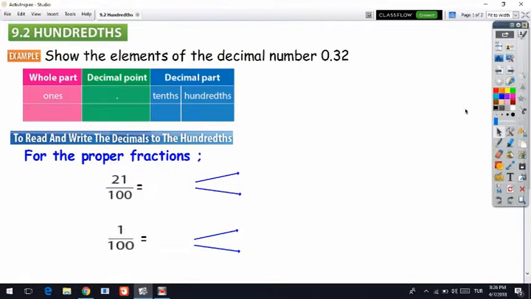Hi everybody, today we are going to talk about new section 9.2, hundredths.